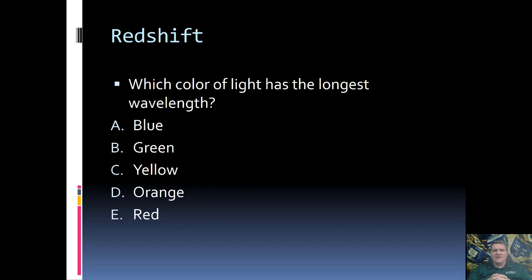All right, here is our fourth lecture quiz question. Which color of light has the longest wavelength? A, blue; B, green; C, yellow; D, orange; or E, red? Go ahead and think about it, and we'll discuss in just a bit.